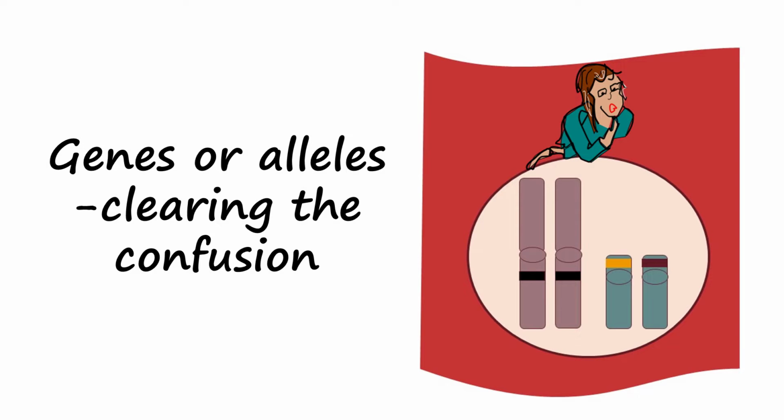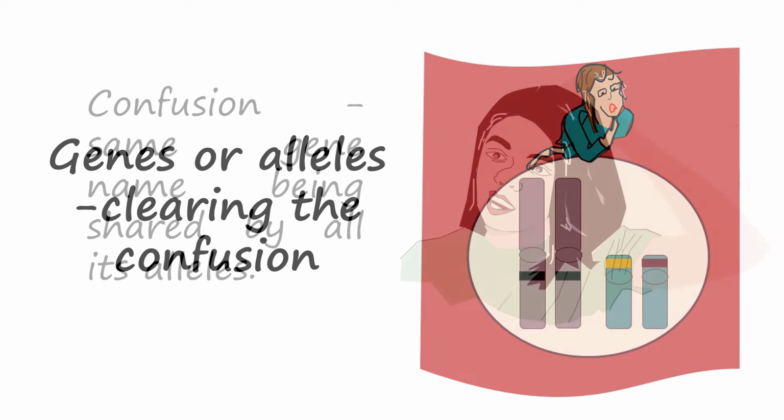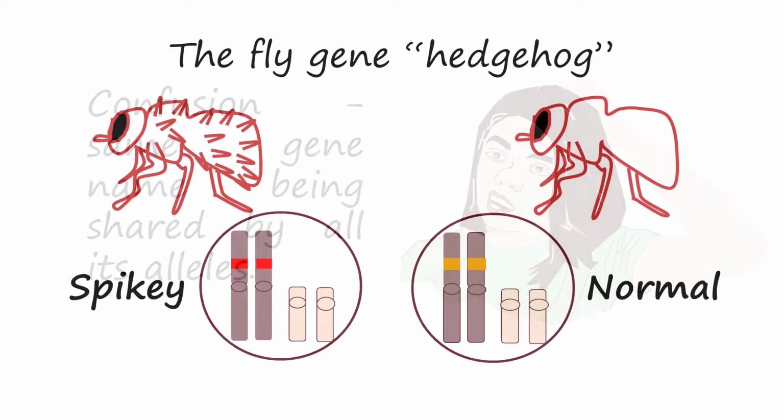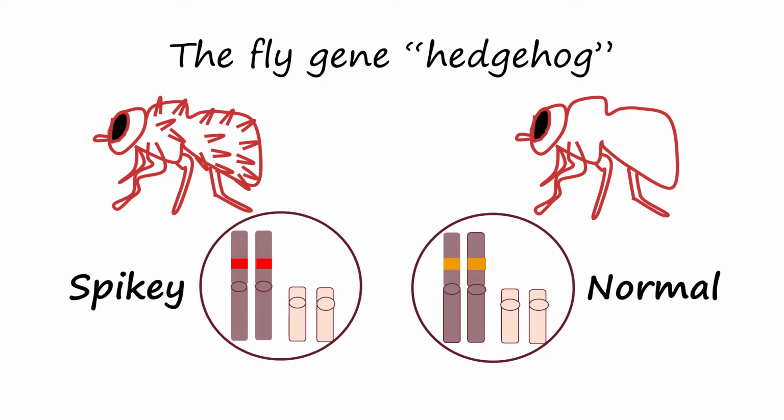Confusion between the terms genes and alleles is common. Perhaps the confusion is due to the fact that the same gene name is shared by all its alleles, whether coding for the normal or variant expression. Examples of genes are the fly gene hedgehog, so named because flies look spiky when a change occurred in the DNA sequence at a particular location of the chromosome.